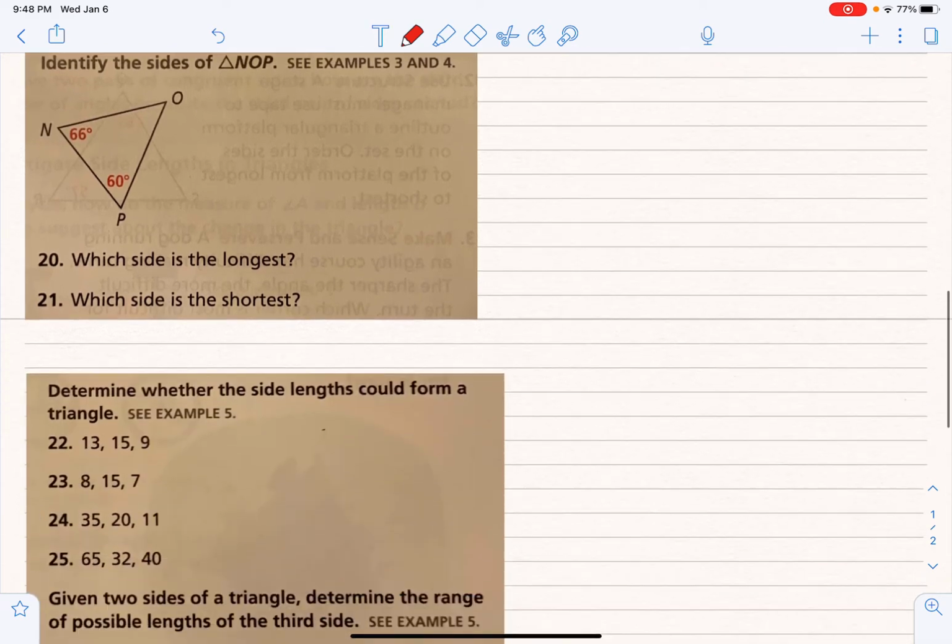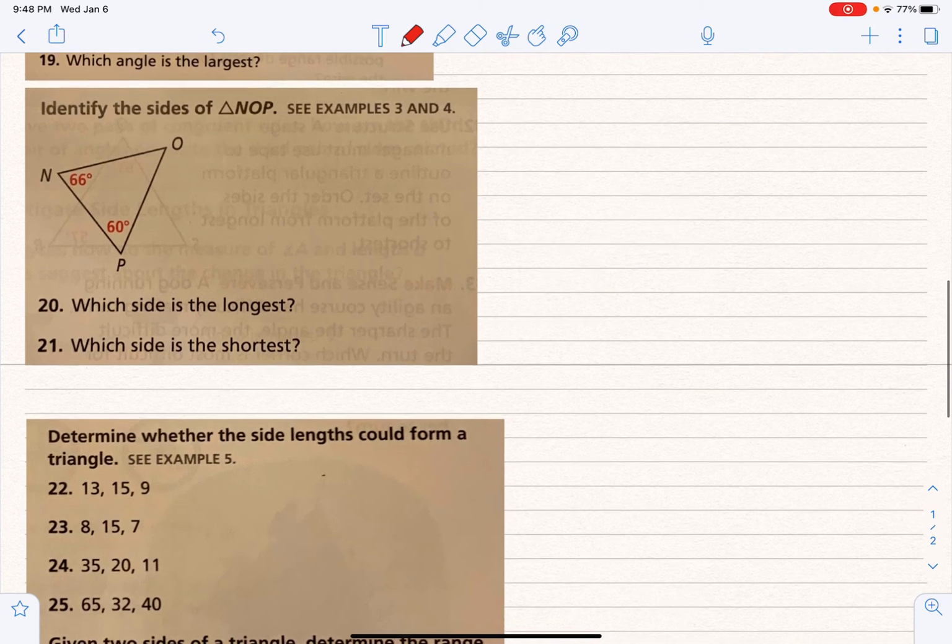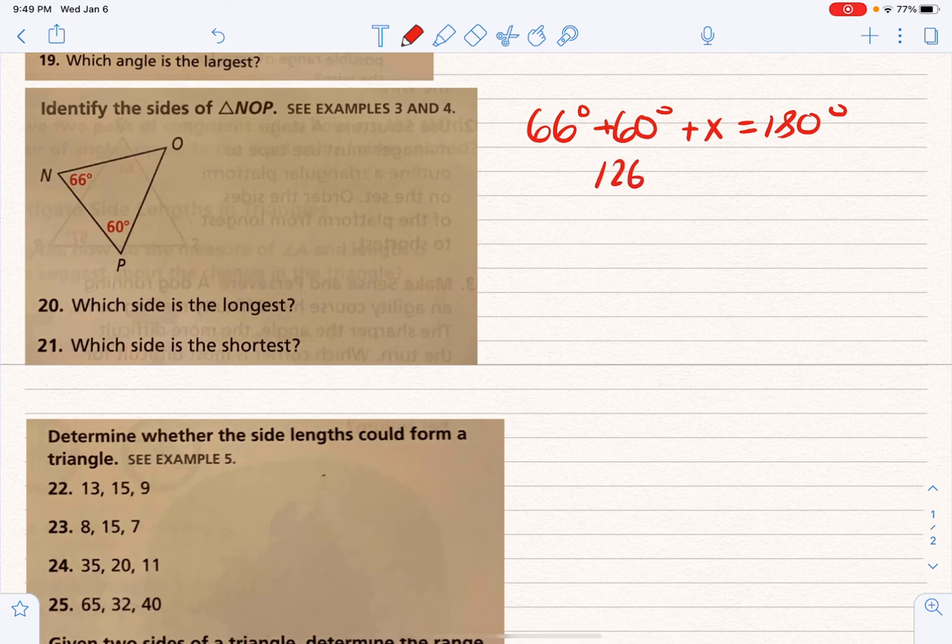We scoot on down. Let's look at number 20 and 21, which have to do with this picture. The first thing we have to do is find what that third angle is. We've got 66 degrees plus 60 degrees plus some other angle, and all three of them must add up to 180. 66 and 60 is 126, plus x equals 180. Subtract the 126, and x is equal to 54 degrees. So that other angle, angle O, would have to be 54 degrees. So that happens to be the smallest angle in there.